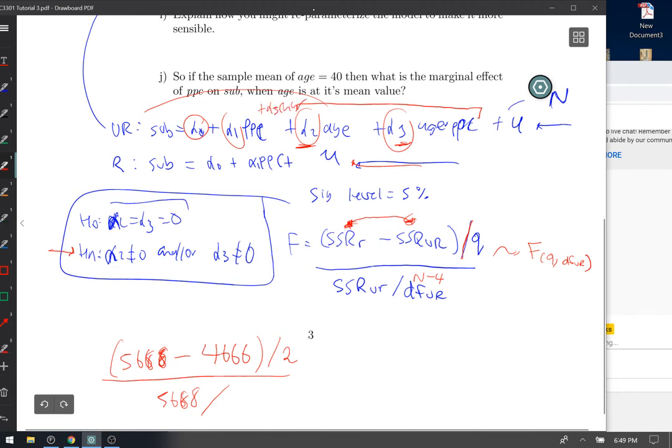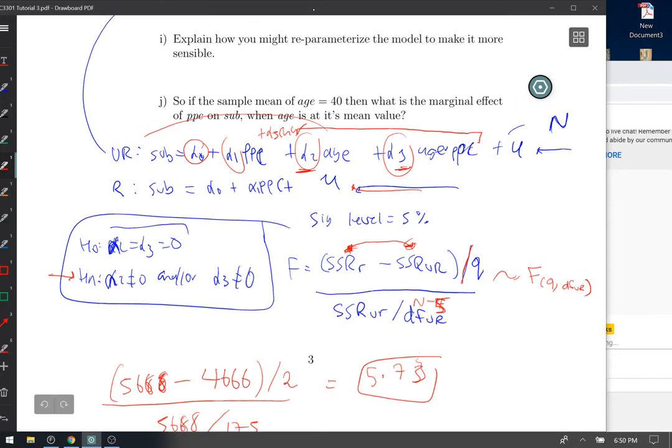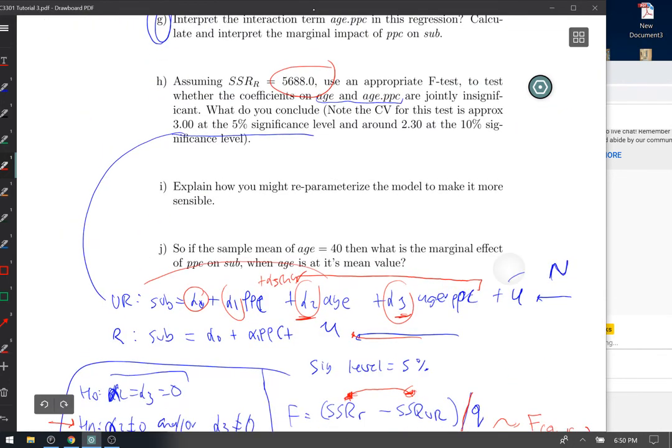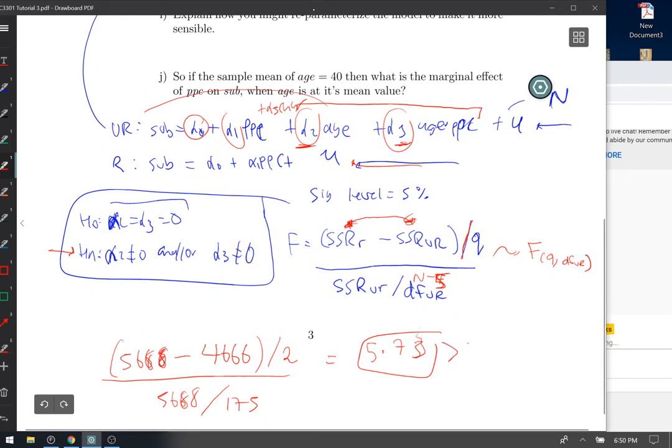So it's going to be n minus 5. Sorry, it's spread over the next page. So we're going to get 175, which is 5.7, I think it's 3, is it? But check the solution. So then that's our test statistic, and we're doing a 5% test. The critical value is 3. So the test statistic is bigger than 3, so therefore we find evidence to reject at the 5% level.